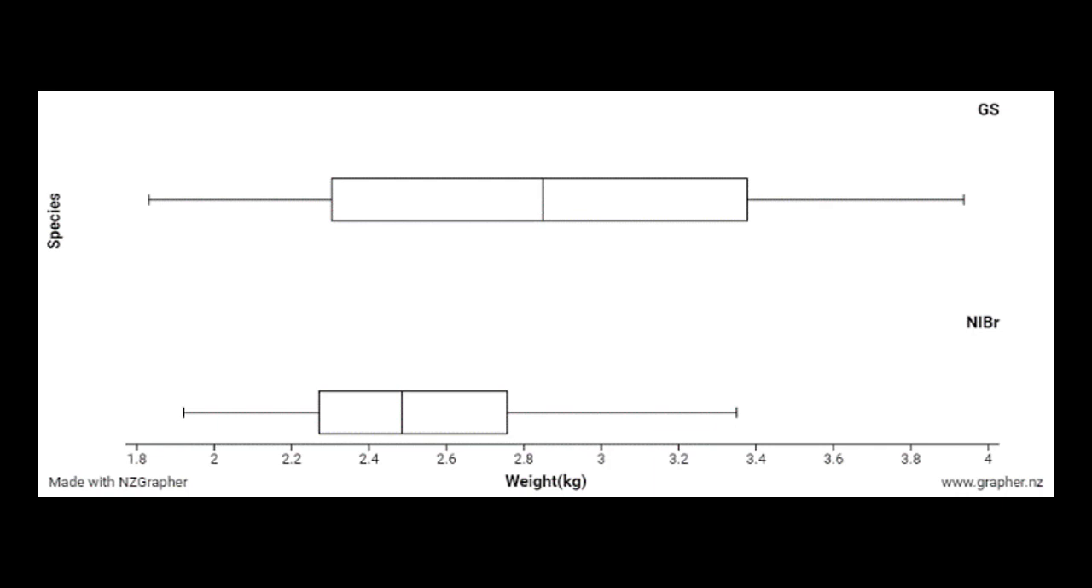Okay, same thing again. What's going on in the spread? Right, we know that we're looking at species. We've got GS and NIBR, have no idea what those things are. But again, we're comparing weight, right? So what are our interquartile ranges going to be on these two box plots?